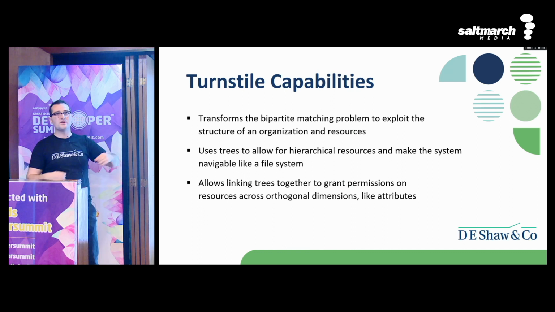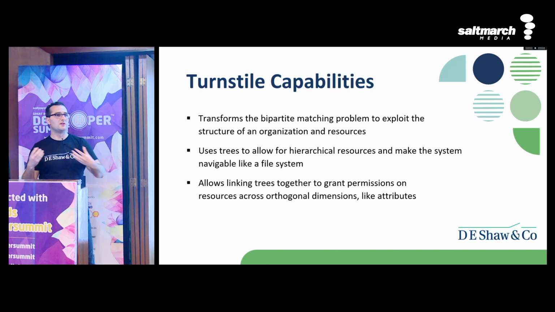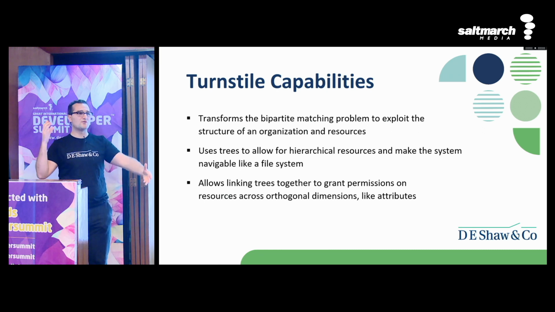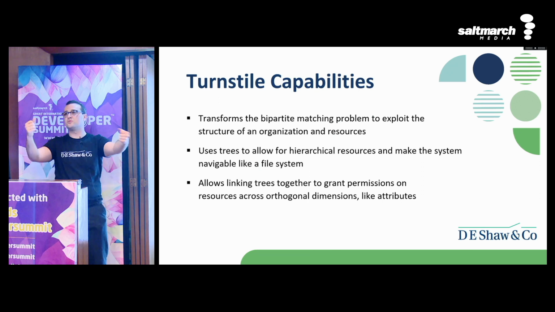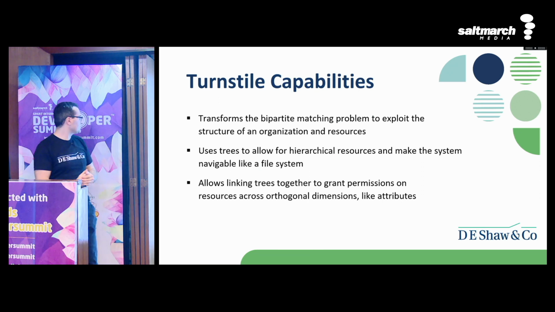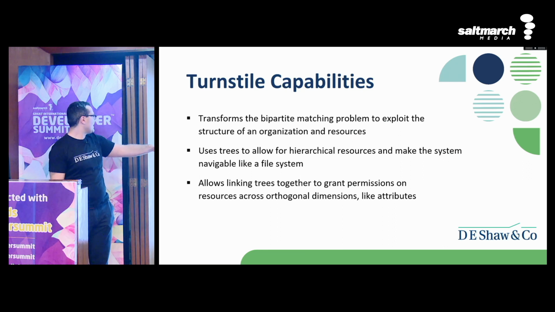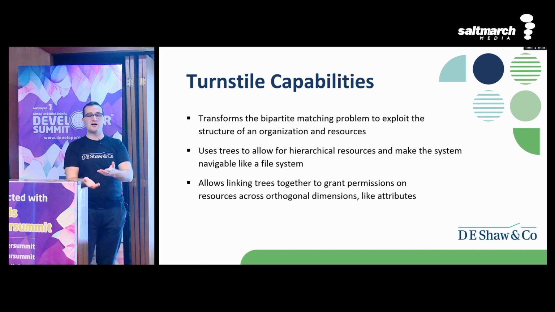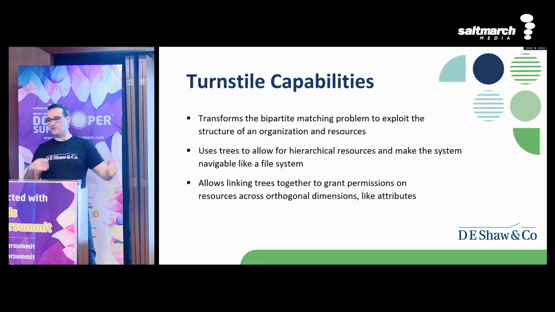We talked about using multiple trees instead of one tree so that you can grant permissions along orthogonal planes in a way that lets your policies be pretty concise and lets your permissions be concise. And instead of representing the cross product in nodes, you can instead pick from 2 trees and it'll be much smaller. We also talked about using trees to allow for hierarchical resources and make things navigable like a file system, make it easy to understand where you are at any given time. This is sort of the main gist of the data model we came up with.